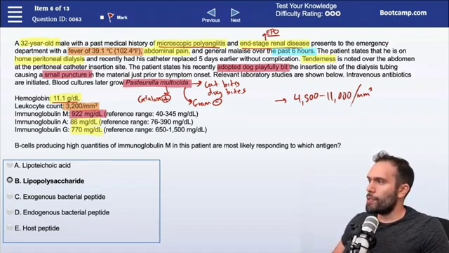Okay, B cells producing high quantities of immunoglobulin M in this patient are most likely responding to which antigen? Okay, all right. So the answer here is lipopolysaccharides. Let's talk a little bit about this.